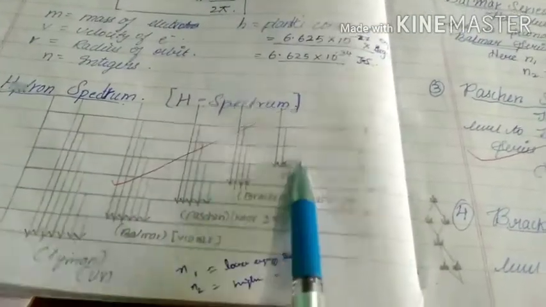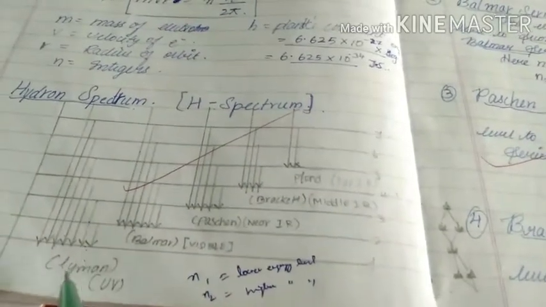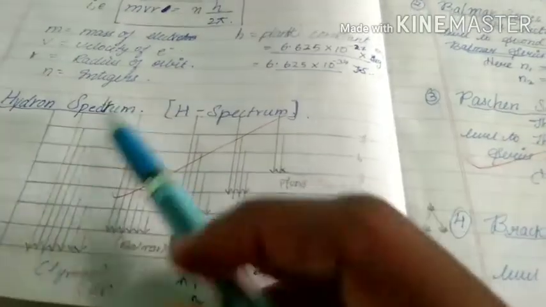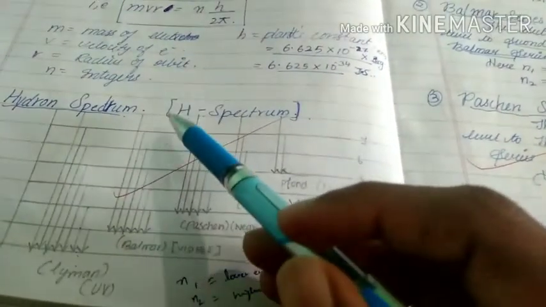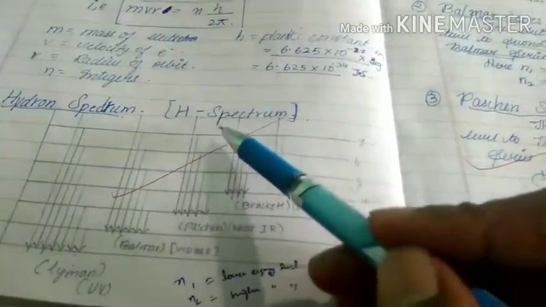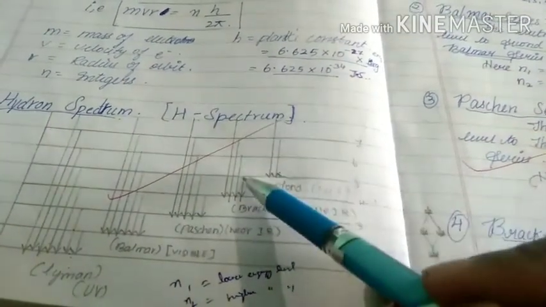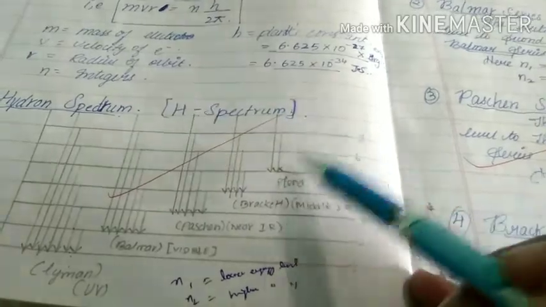Those spectral lines are like this. Here those spectral lines are categorized as Lyman, Balmer, Paschen, Brackett, Pfund. What is Lyman? When an electron jumps from higher to first, that is Lyman. When an electron jumps from higher to second, that is Balmer. Higher to third, that is Paschen. Higher to fourth, that is Brackett. Higher to fifth, that is Pfund.